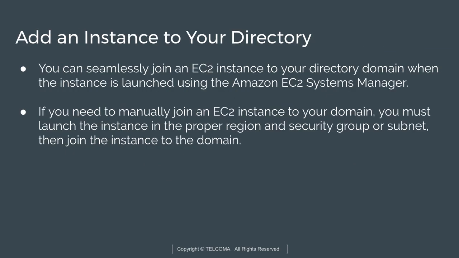We can add an instance to your directory. To be able to connect remotely to the instances, we require IP connectivity to the instances from the network they are connecting from. In most cases, this requires an internet gateway attached to the virtual private cloud and that the instance has a public IP address. We can seamlessly join an EC2 instance to your directory domain when it is launched using the manager. If we need to manually join an EC2 instance to your domain, we have to launch the instance in a proper region and security group.